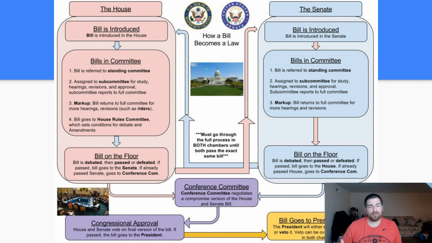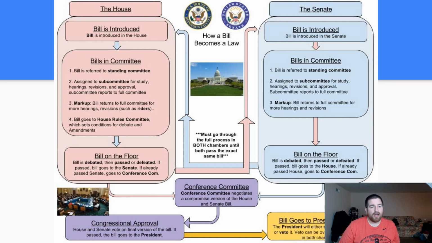Now the full standing committee can make their markups to a bill and add things such as riders. So this is a tax bill. We could add something to this like adding spending to the military. That's not necessarily what this bill covers, but it's something we can add on to it and try to pass it without people really noticing. Get something done that isn't necessarily relevant to this bill.